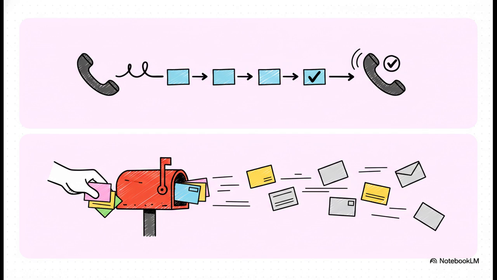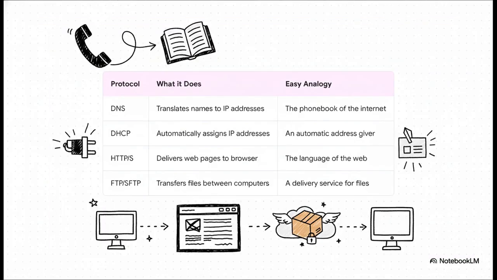Now, UDP is the opposite. It's all about speed. It's like sending a postcard. You just write it, put it in the mailbox, and hope it gets there. It's super fast, which makes it great for video calls or online games where a tiny glitch is better than a long delay.